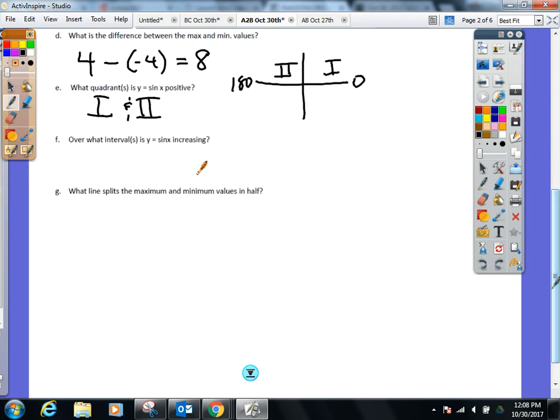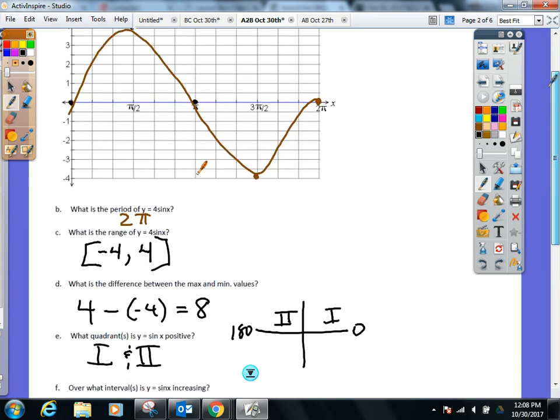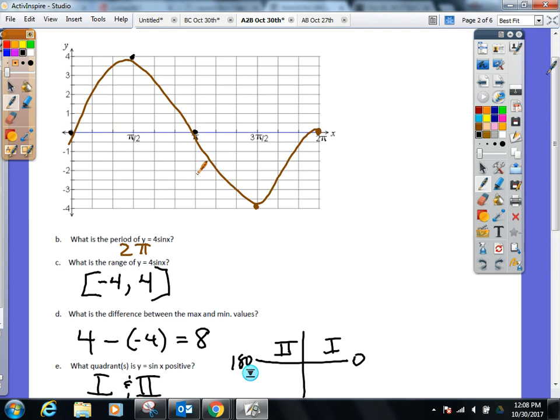We need somebody else here. Let's rock. Somebody new. Brooke, you ready? Where is sine increasing? So basically, where is this graph going uphill? Give me an x value to an x value. 0 to pi? Doesn't it start going down there, though? So from 0 to pi over 2. Everyone agree? From 0 to pi over 2, it's increasing, which means it's starting to go uphill. Yes? We're good?